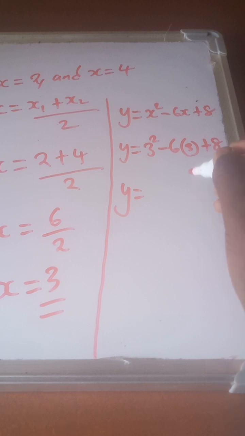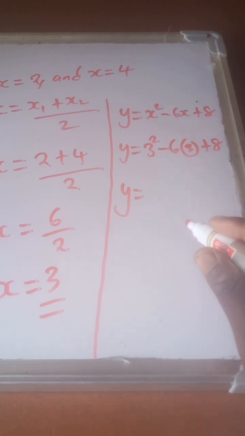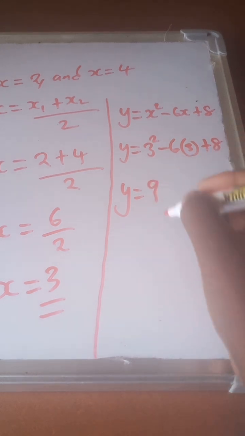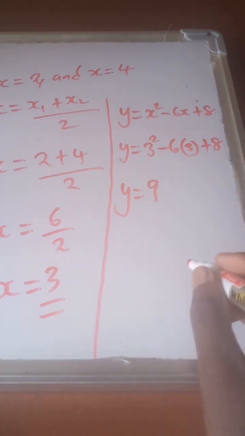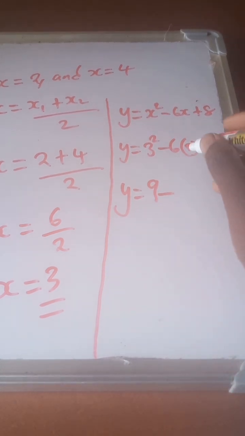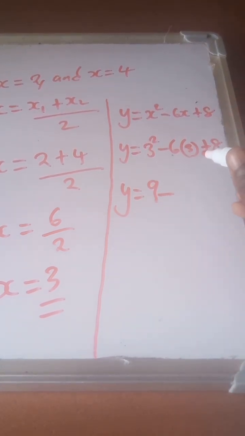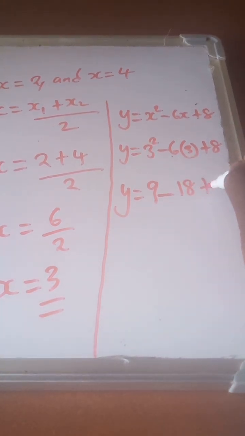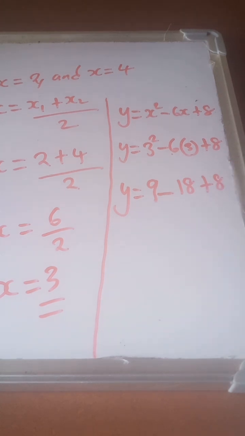So y is equal to, what is 3 to the power 2? It's 9. It simply means 3 times 3, which is 9. Minus 6 times 3. What do you get? 6 times 3, you get 18. Plus 8.